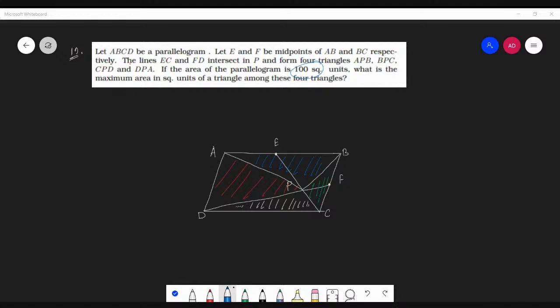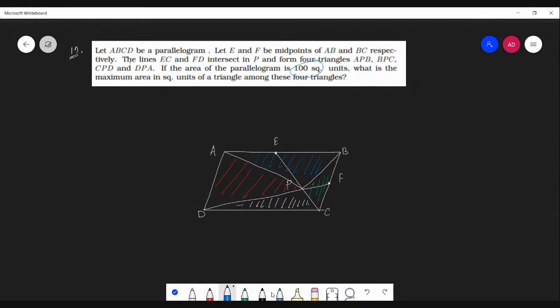Anyone have any idea what to do? Well, so let's clear this figure. Okay, so this is the midpoint. This is the midpoint, right?